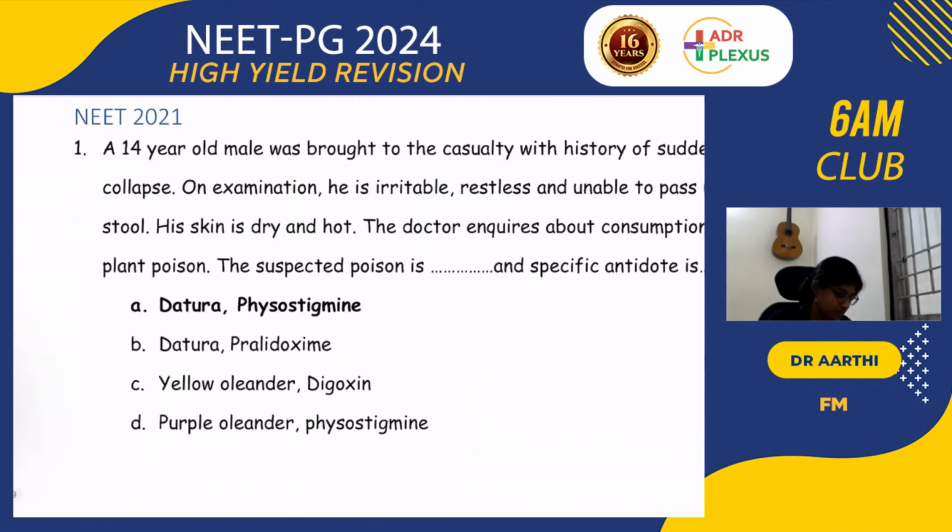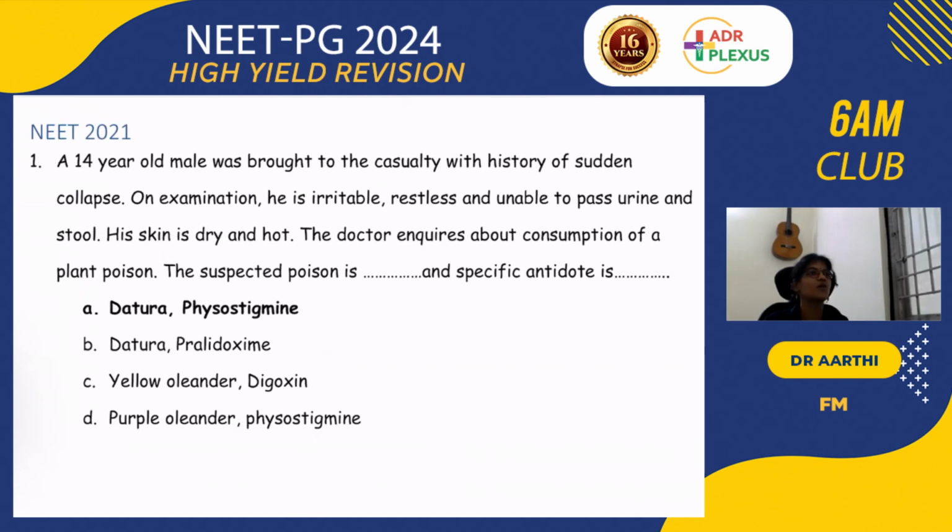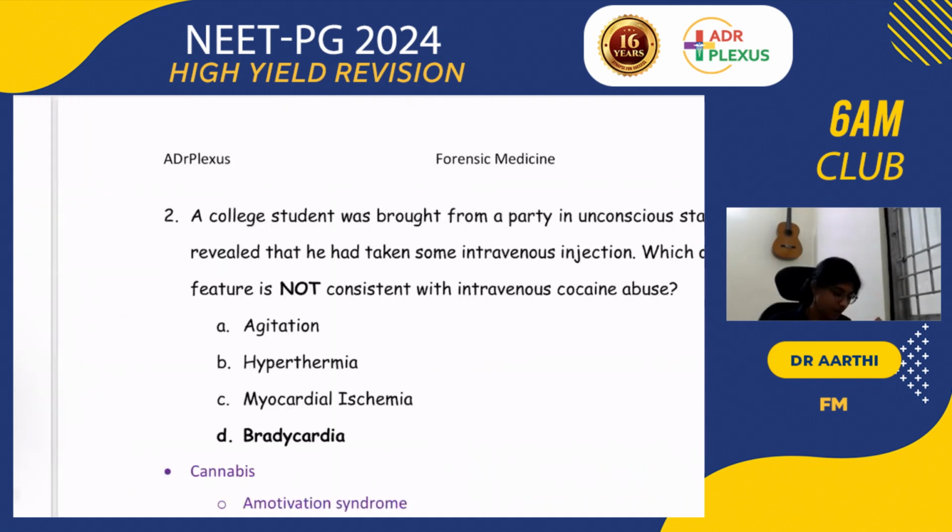Okay. Again, an antidote question. The patient is irritable, passes urine, passes stool, the skin is dry and hot. You're talking about Datura. See, again in 2021 and in 2023, they repeated almost the same question. So that's why we always insist: do the last 10-year questions, do the last 10-year questions. Okay. All right. Next one.